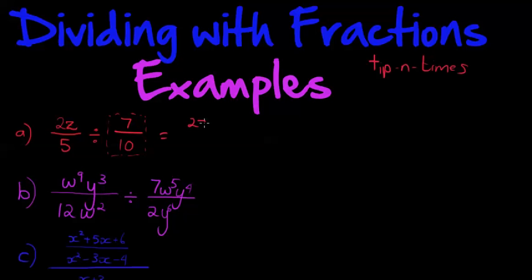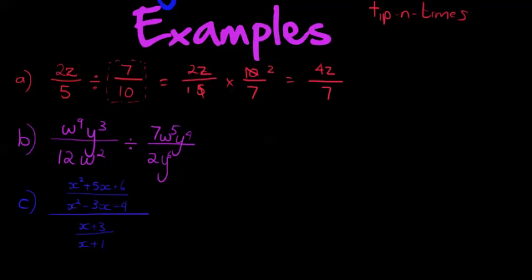So we have 2z divided by 5 times 10 over 7, and then we do normal multiplication, where we learned that first we are going to cancel common factors. 5 divides into itself once, into 10 twice, and that's all that can. So we have 2z times 2 equals 4z, and 1 times 7 equals 7. So that is fairly simple.